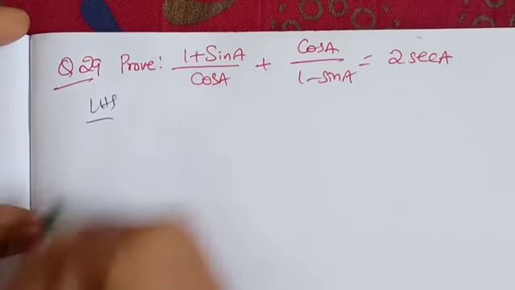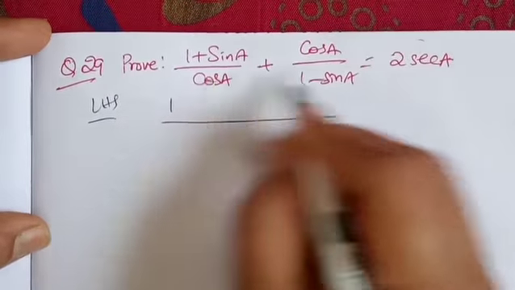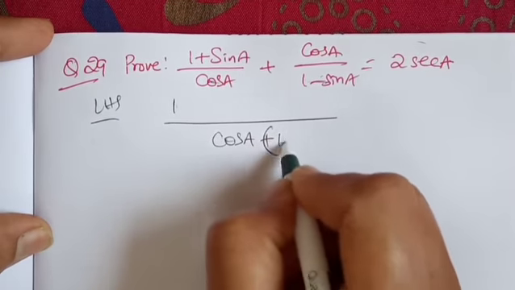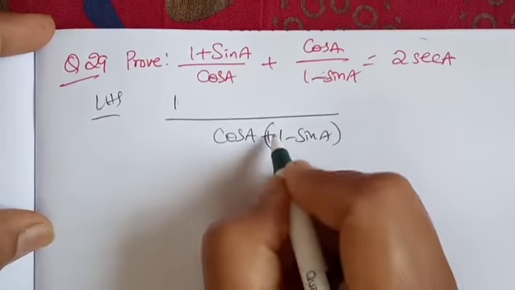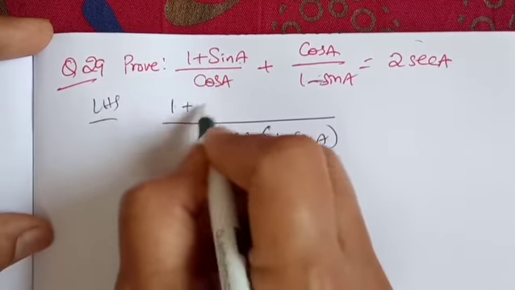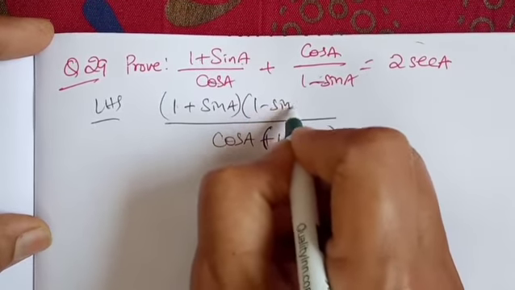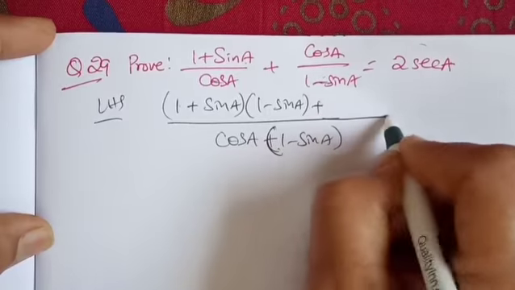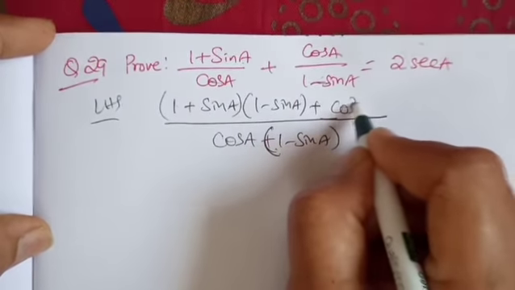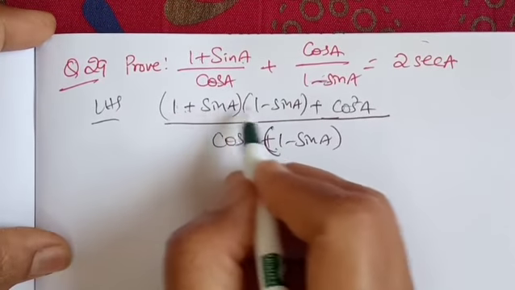Again we will start with the LHS. Here we can go directly with the LCM step. Cos A into 1 minus sin A, plus cos A into 1 plus sin A, over 1 plus sin A into 1 minus sin A. We can also write directly, but you may get confused, so I'm writing one more step. Cos A into cos A, cos square A. Okay. 1 plus A, A minus B.